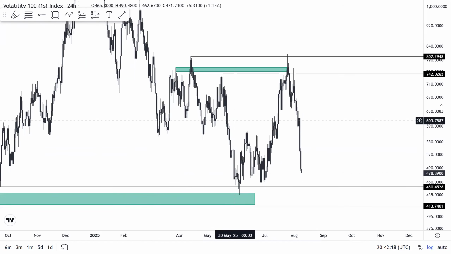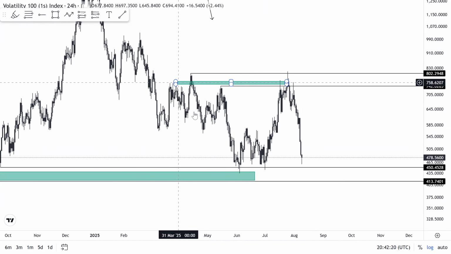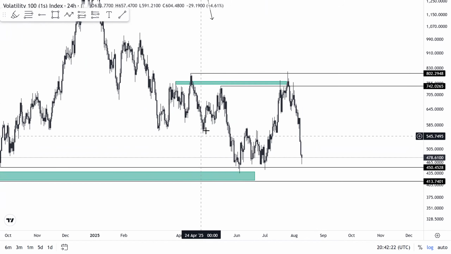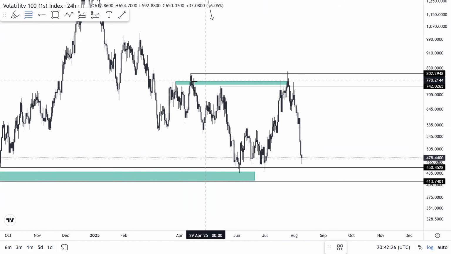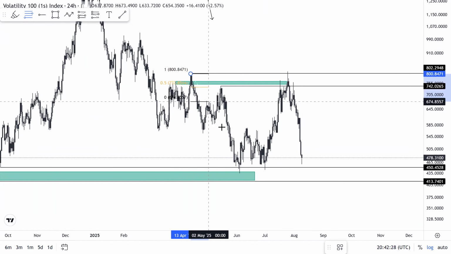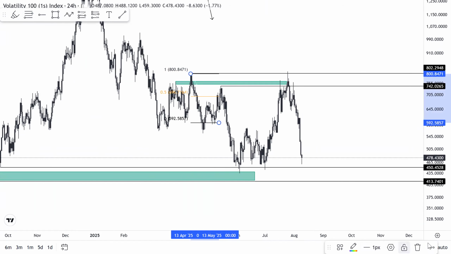Now, please listen again. I said what? We had a sweep of this high, we had a break of structure, then we have what? A pullback into this range. If you take your Fibonacci, you can see it from this to this. This is valid, right? But why don't I believe this is a valid structure?